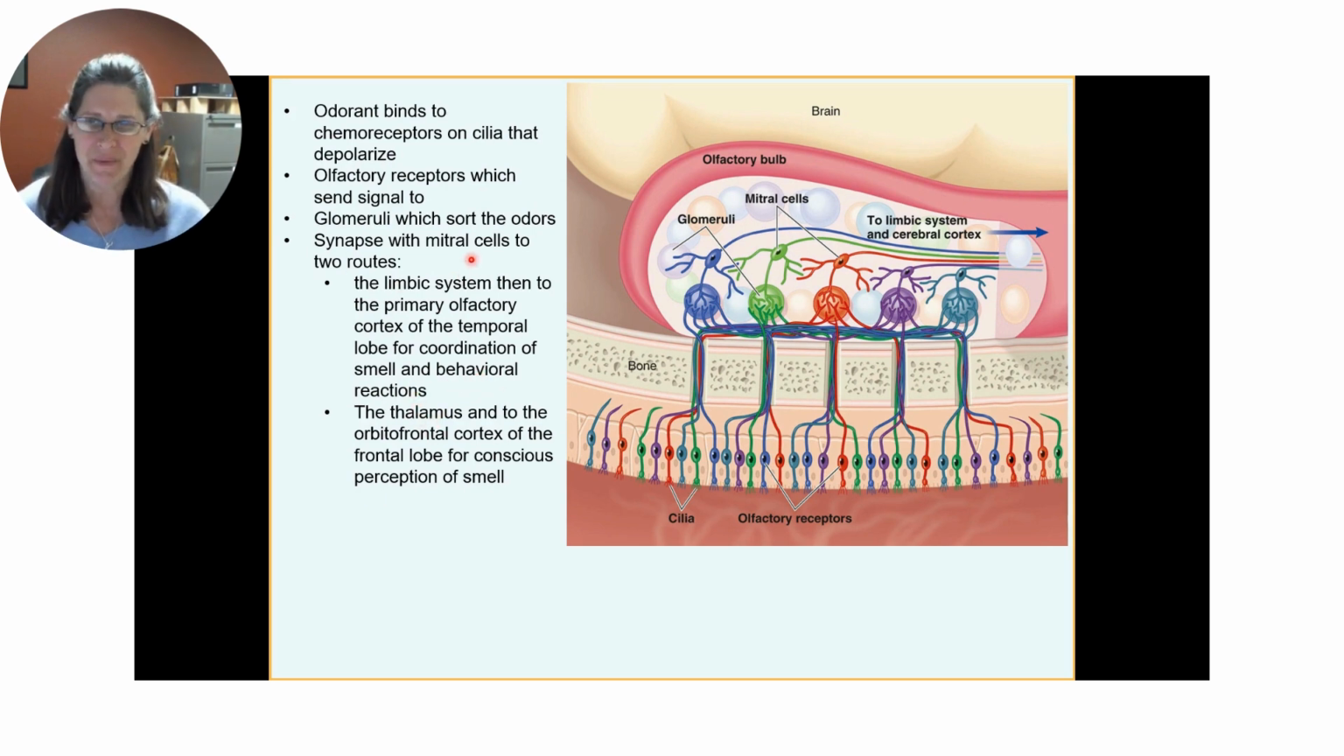The other pathway is those mitral cells can split, and those axons can go through the thalamus, which then go to the frontal lobe, to an area called the orbital frontal cortex, which is actually just above our nose, just above that ethmoid bone, as your frontal lobe comes down. And that's where we get the conscious perception of smell.